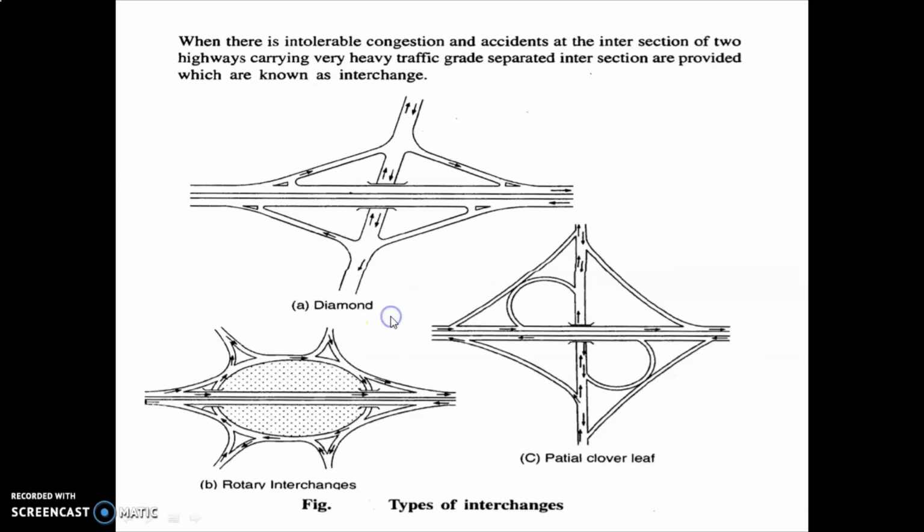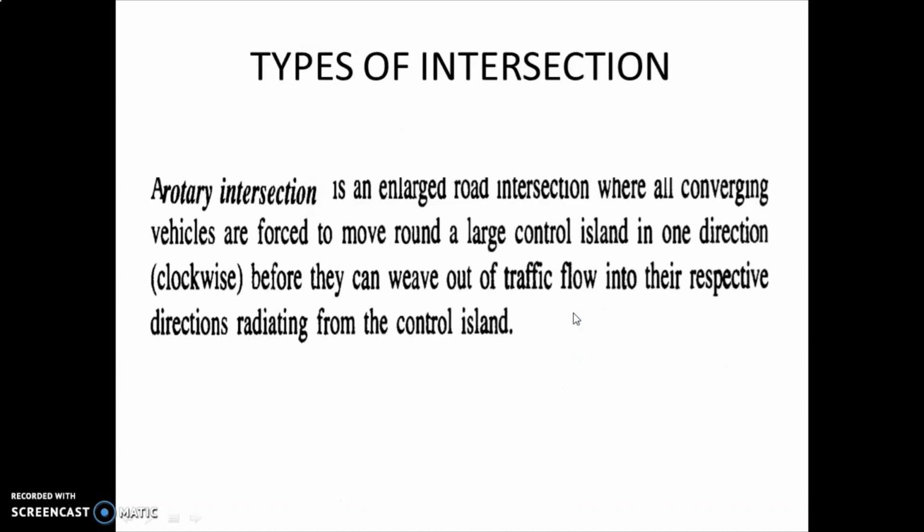Okay, when there is intolerable congestion and accidents at the intersection of two highways carrying very heavy traffic, grade separated intersections are provided, which are known as interchanges. You can see this is a diamond type, this is the rotary interchange type, and this is the partial cloverleaf type of interchange. So these are the various types of interchange. Okay, understood? Okay, so now we will discuss the various types of intersection.